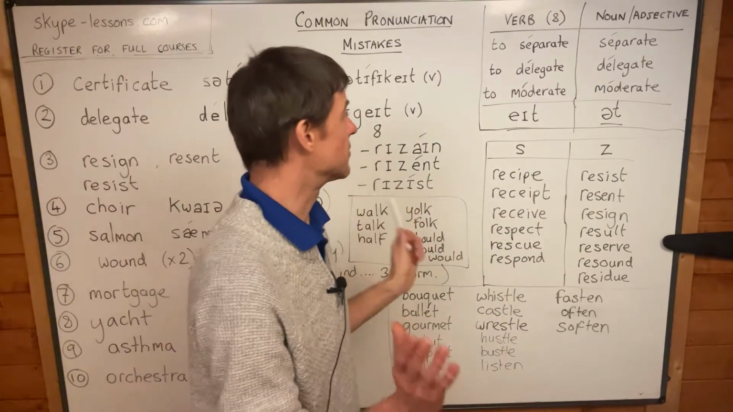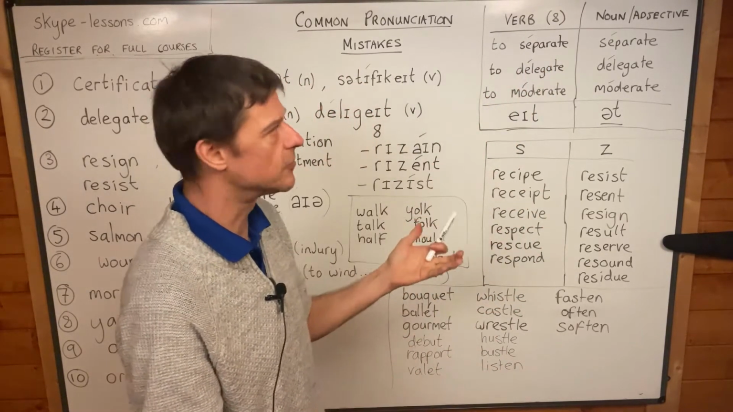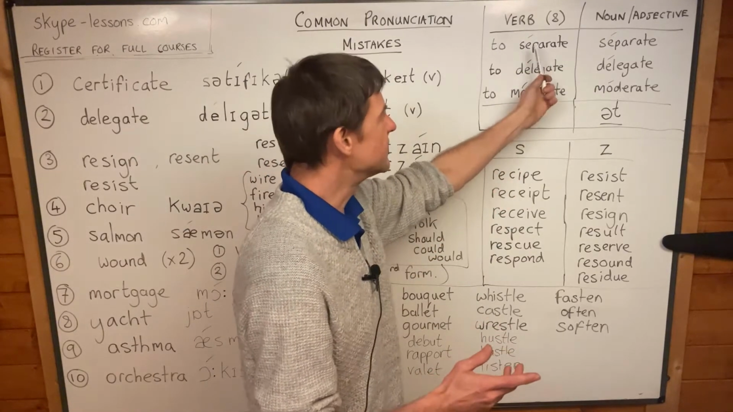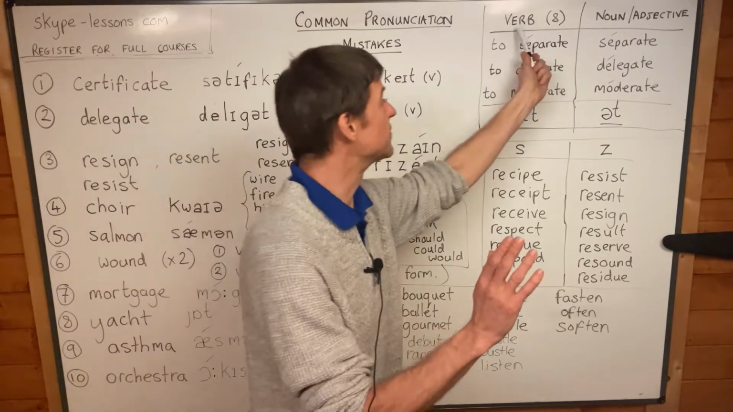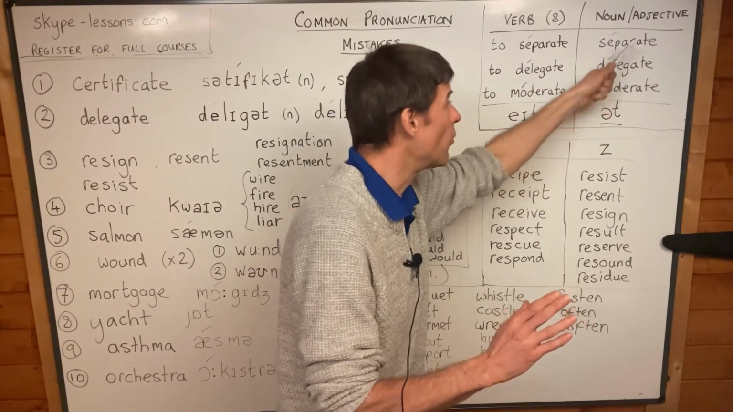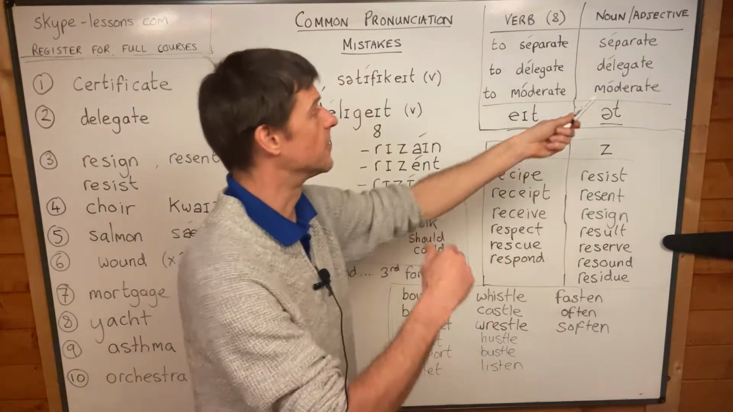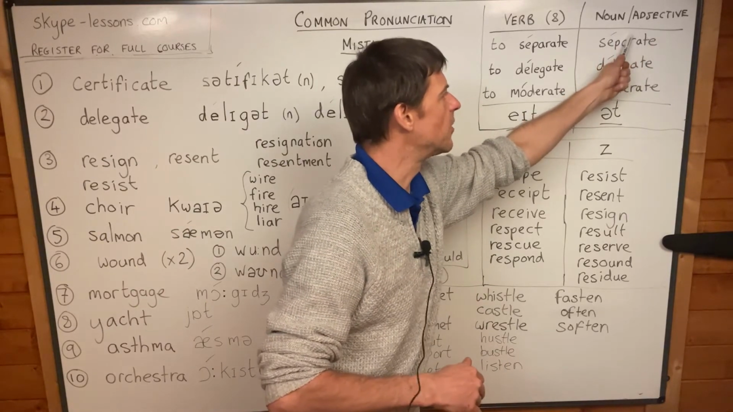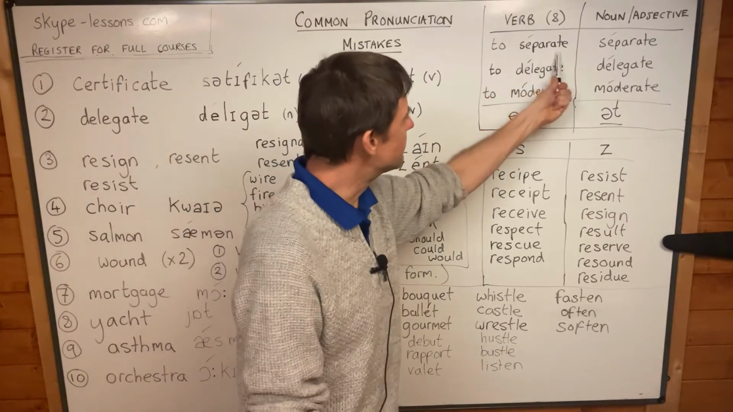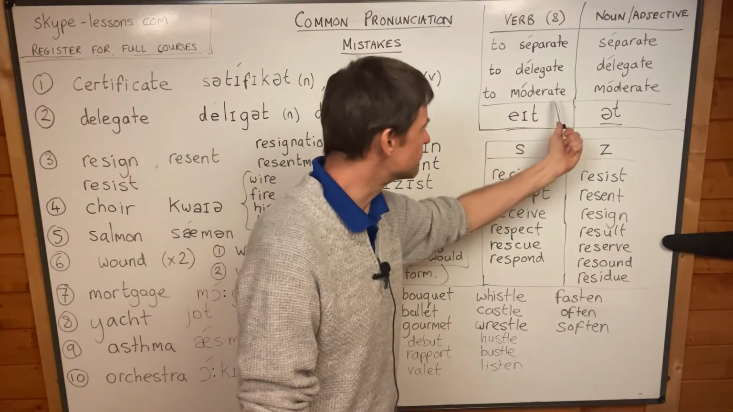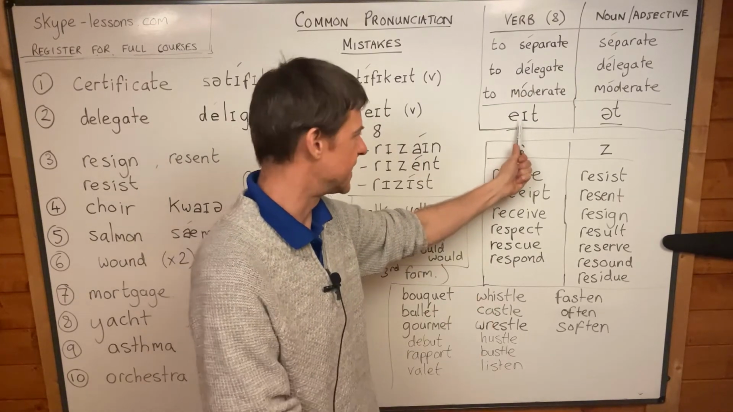And one more thing you might want to memorize is that the stress is always on the antepenultimate syllable when it's got the suffix ate. And here it doesn't matter if it's a verb or a noun, or an adjective. The stress always goes on the antepenultimate syllable, and that means not the last syllable, not the one before that, but the one before that. That's all that means. Yeah? So to separate, to delegate, to moderate, they are the verbs. They end in ate. That's how it looks with the phonetic letters, yeah?